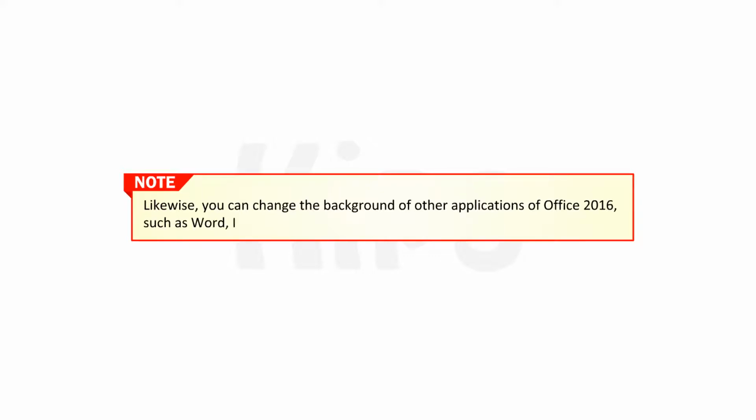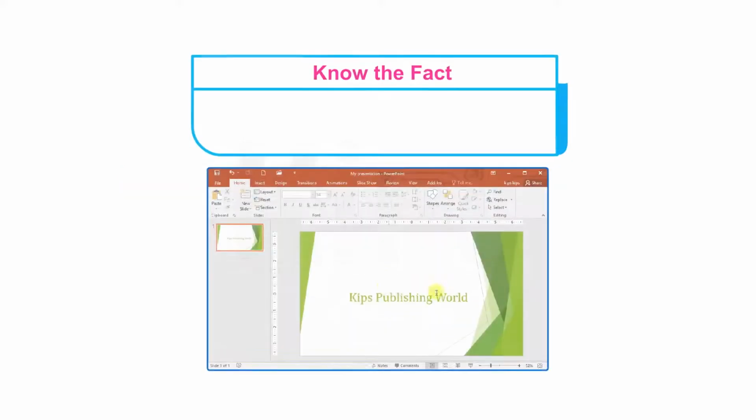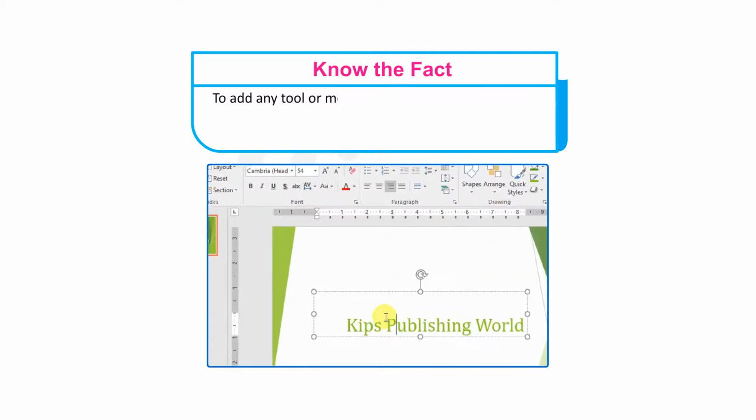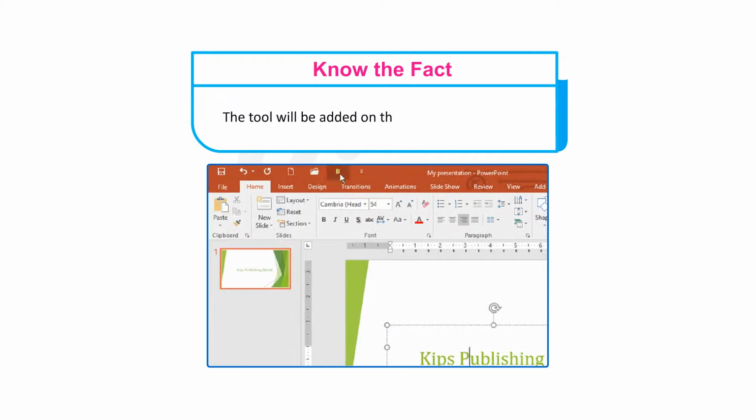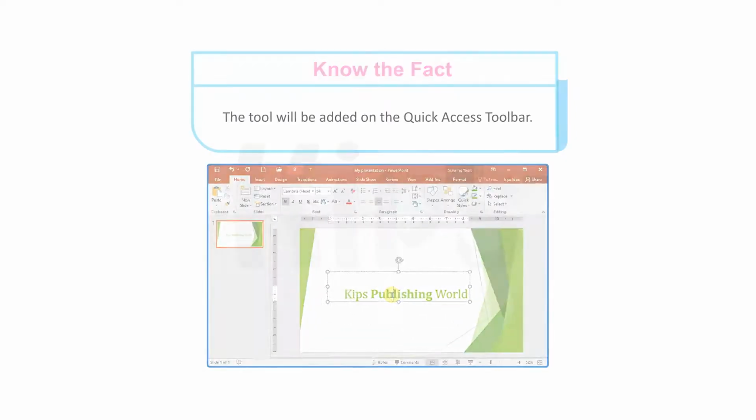Students, similarly, likewise, you can change the background of other applications of Office 2016, such as Word, Excel, etc. Another fact to note is that to add any tool or menu on the Quick Access toolbar, right-click on the tool or command and select the Add to Quick Access toolbar option. The tool will be added on the Quick Access toolbar.